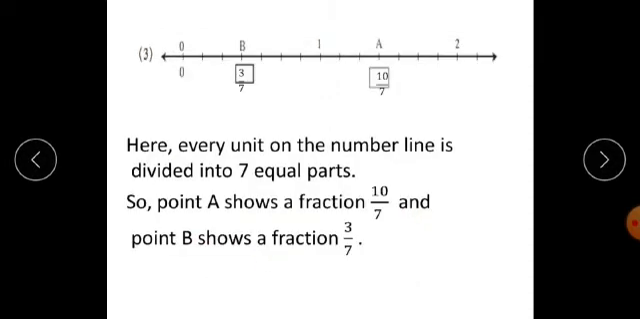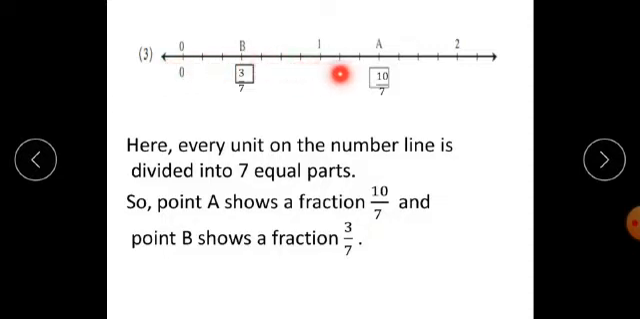Third one, here they have given points and you have to write down the fraction below. Now 0 and 1, these are the two consecutive numbers on the number line, and therefore this unit distance has been divided into 7 equal parts. Here every unit on the number line is divided into 7 equal parts. So point A shows the fraction.